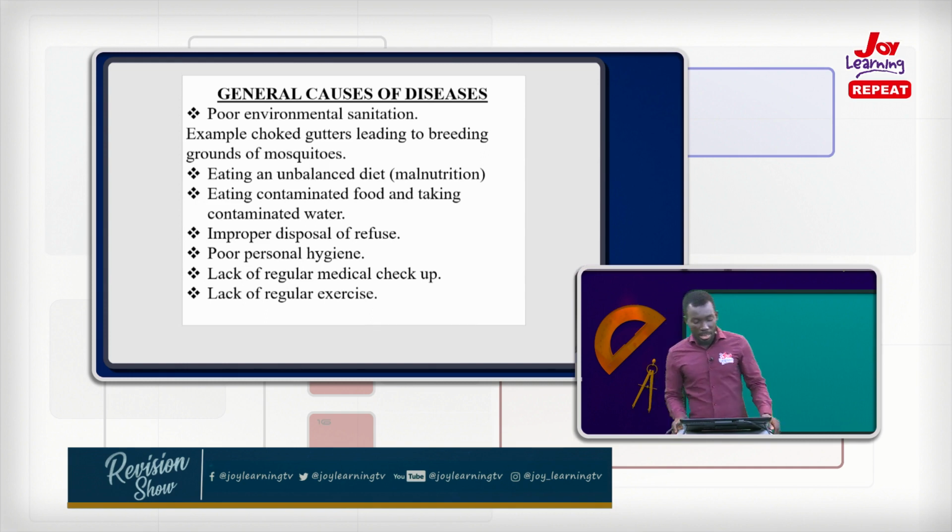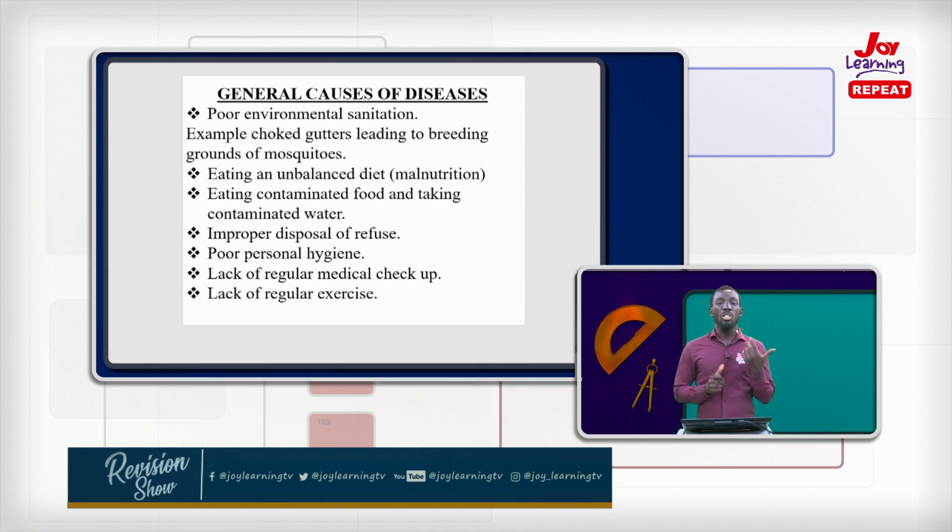Then you also have eating an unbalanced diet. When you eat an unbalanced diet, you don't get all the nutrients that you need, so you become malnourished. So this whole thing is about malnutrition. It means that all the essential nutrients that are needed in the body will not be obtained by your body. So you become malnourished.